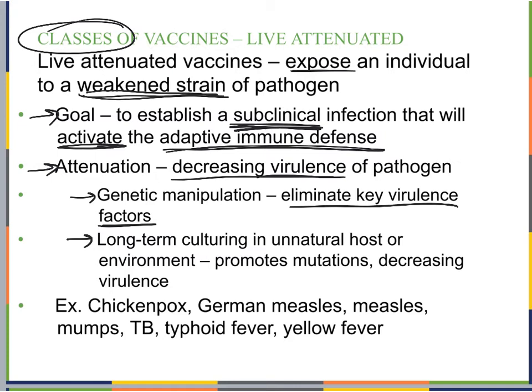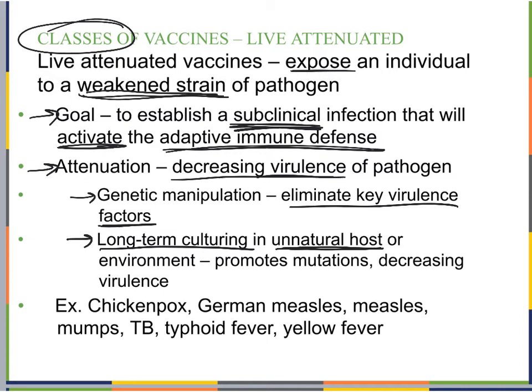In this case, we have long-term culturing in an unnatural host or environment as another option for attenuation. So rather than actually going in and genetically removing pieces and making sure that we maintain the antigen piece, we can just have these long-term culturing sessions. So if we put the pathogen inside of a culture, say a broth culture, and we let it grow and grow, and then we transfer it to another one and let it grow and grow. This is in its unnatural host, meaning not within a body.